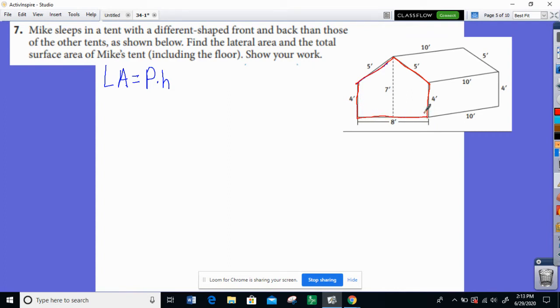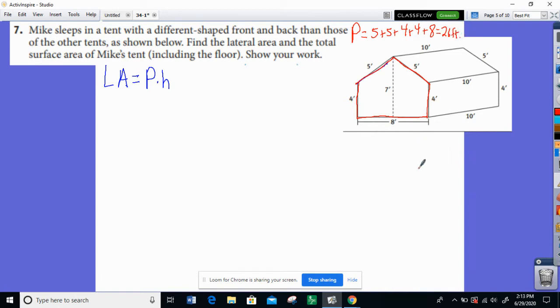And the first thing that we need to do is find the perimeter of that base. Well, we've got 5 feet plus another 5 feet plus 4 feet plus another 4 feet plus 8 feet. So altogether, that comes out to be 26 feet.